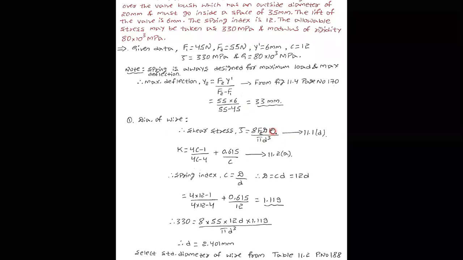The k value is from the data book, equation 11.2a. In this equation, c is nothing but the spring index. It is given in the statement as 12. Substitute that value, and after substituting you are going to get the value of k. The k value is 1.119. Now substitute the k value in the above equation.